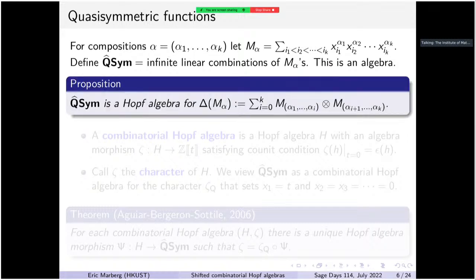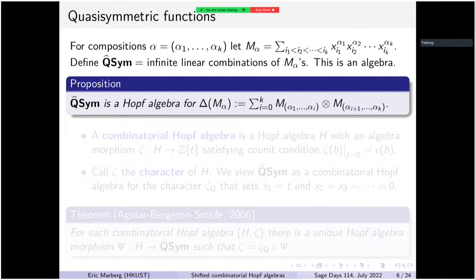And this is the only part in this talk where I'm going to assert something as a Hopf algebra that's not dual to something else to begin with. So this is a Hopf algebra for this specific coproduct that sends this monomial quasi-symmetric function to just the tensors where we split the composition in all possible ways and take the tensor.